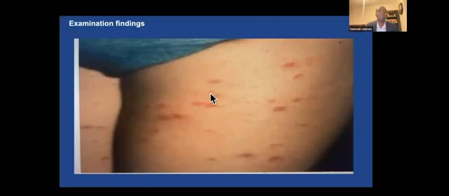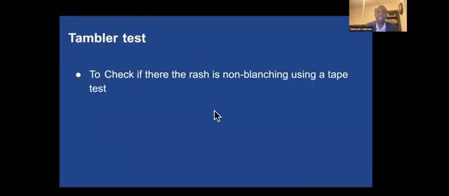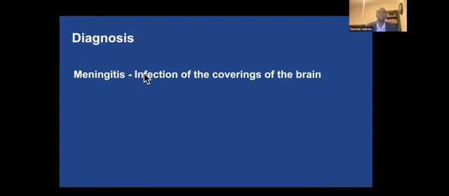Good. Then they're going to give you a picture of a rash. As you can see, there's some rashes on the thigh. So you see the rash in here, then you have to do what? A tumbler test. Is this a blanching rash or non-blanching rash? So we're doing a tumbler test where you take a glass, you press on the rash to see whether it is blanching or it's not blanching. Okay. Now, of course, they'll tell you it's a non-blanching rash.